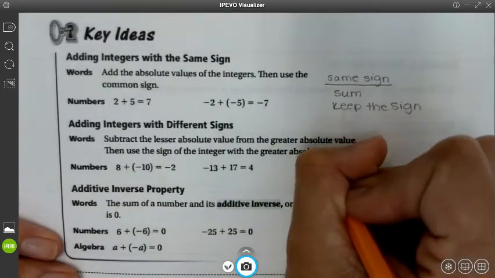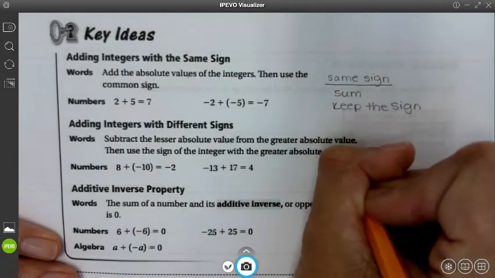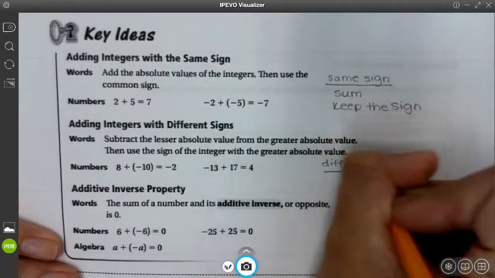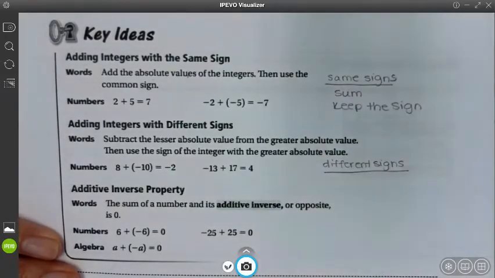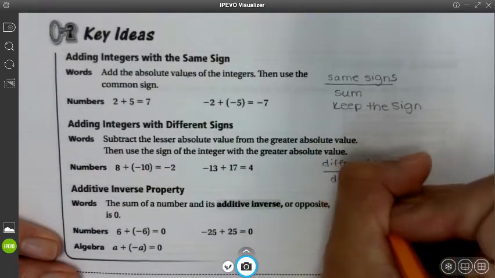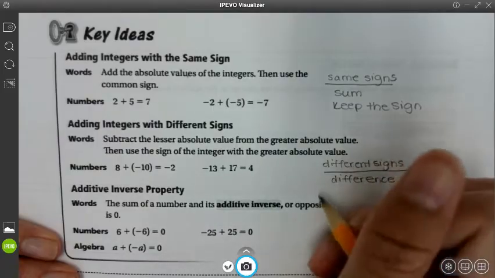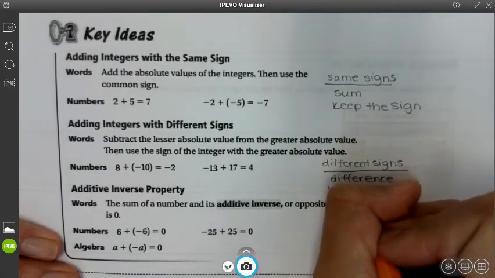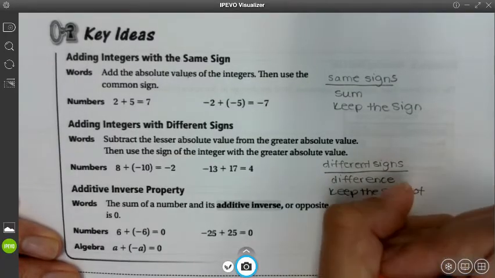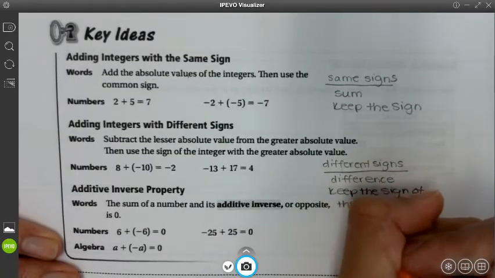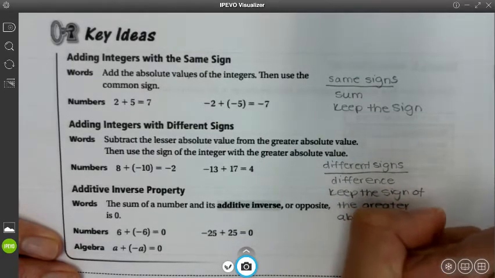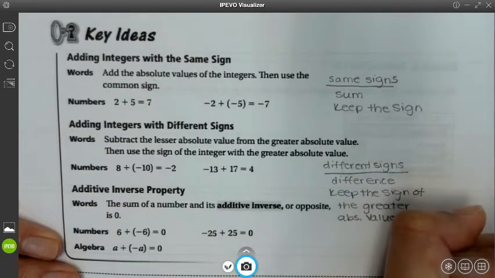So please write this note on the side. If you have different signs, you are going to find the difference and keep the sign of the greater absolute value number.